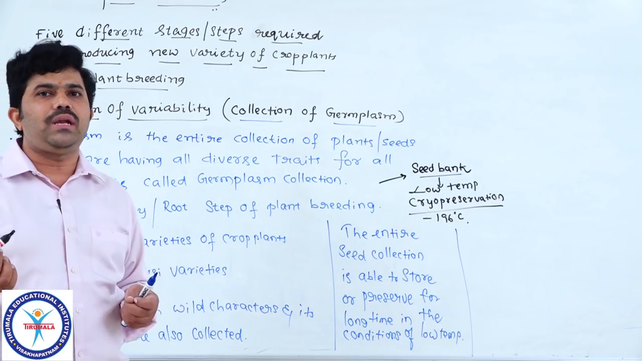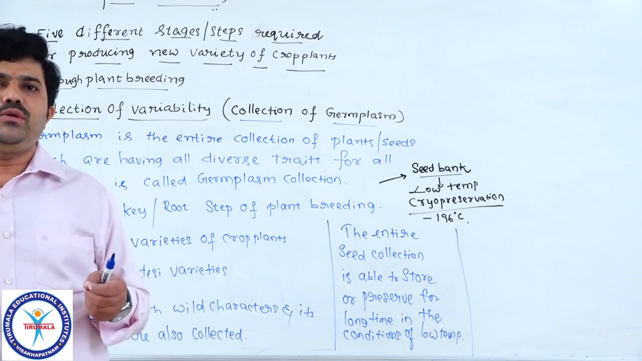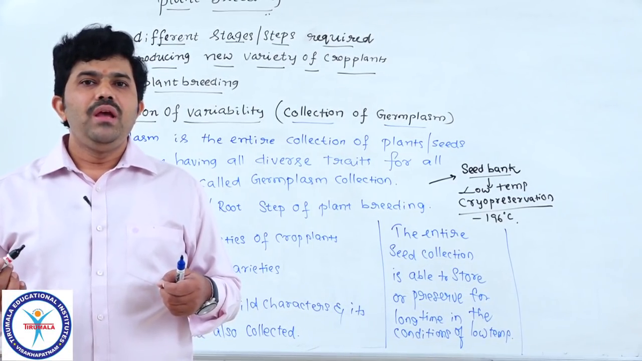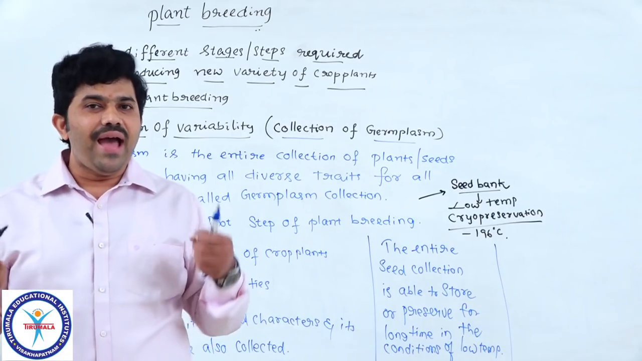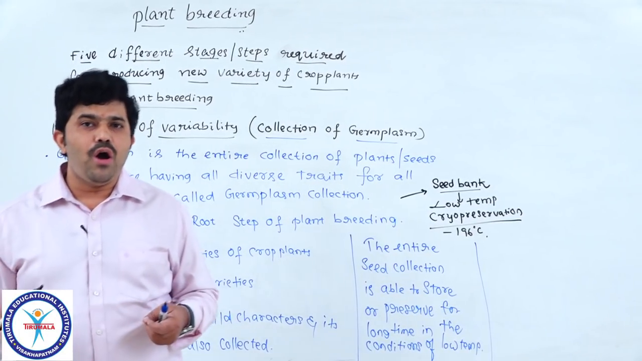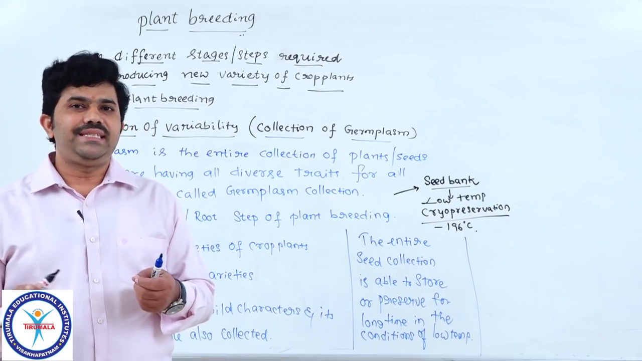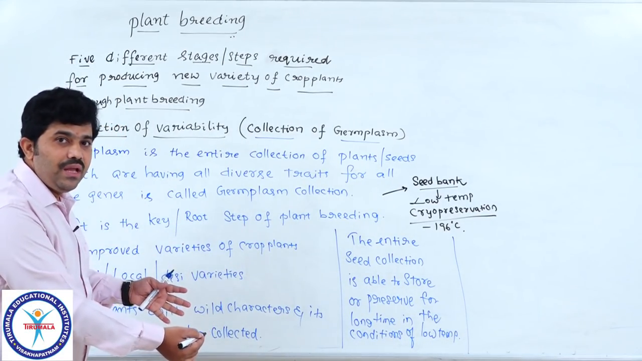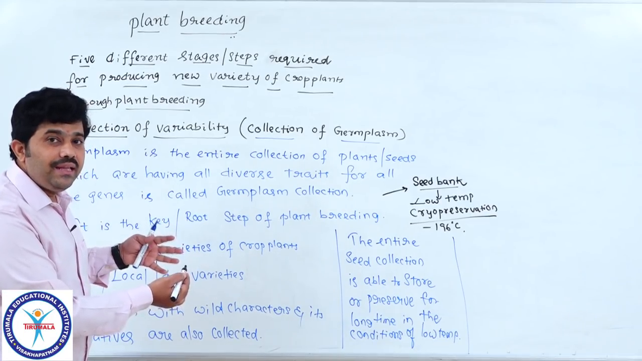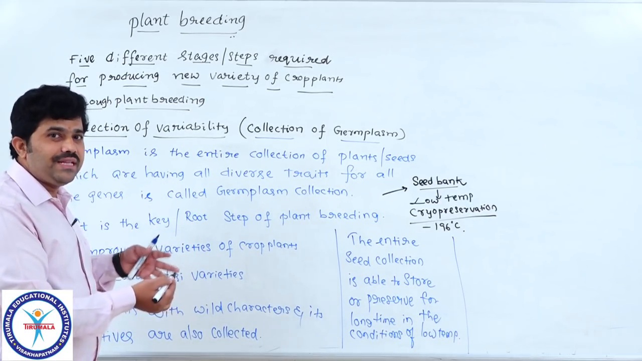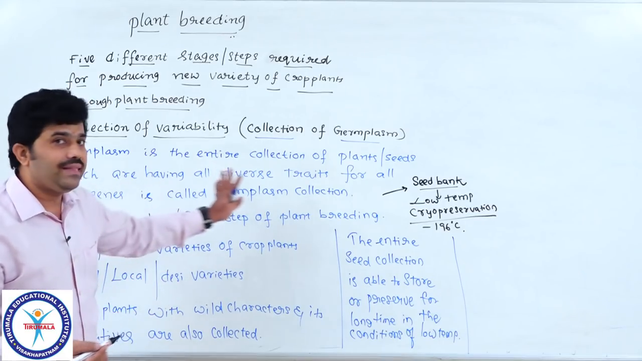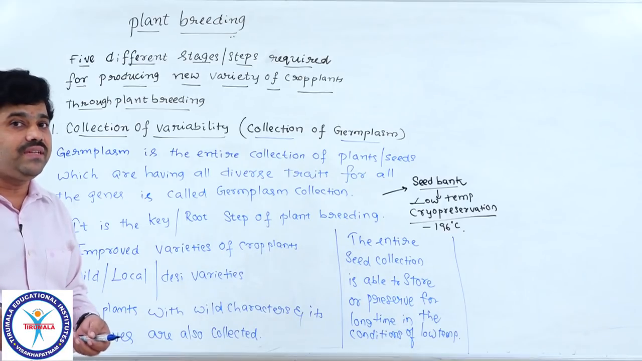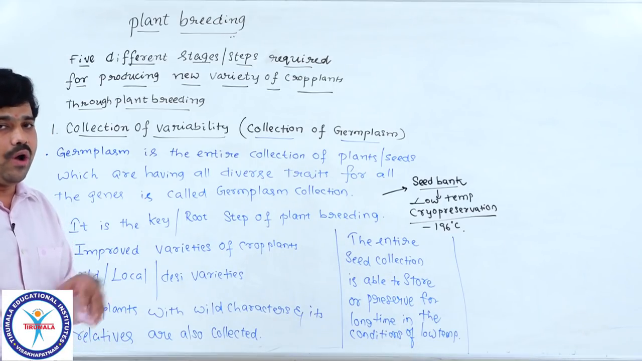Now we will discuss the second step. What is it? The second step is evaluation and selection of parents. Whatever parents, whatever plants we collected here, are to do the cross hybridization in the third step. Before that, in the second step, we have already gathered the plant materials. Already we have different kinds of plants with diversified traits for all the genes.